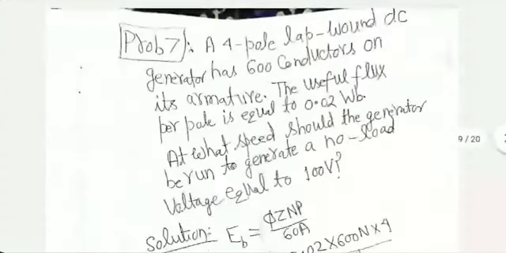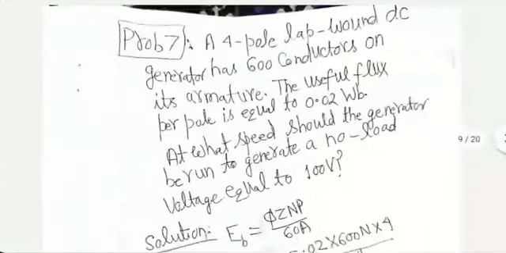Okay, next one. This is again straightforward application of this well-known equation. A 4-pole lap-wound DC generator has 600 conductors on its armature. The useful flux per pole is equal to 0.02 Weber. What do they mean by useful?